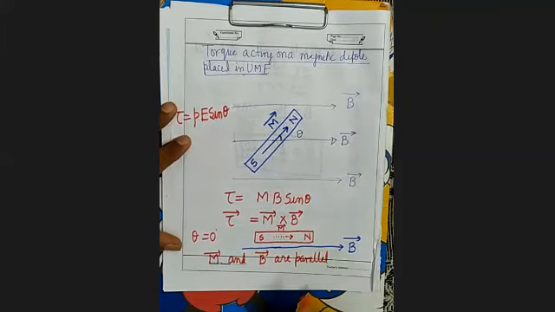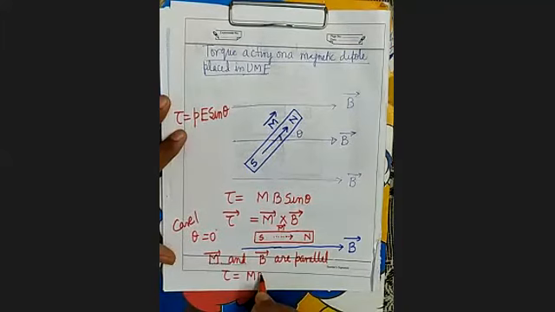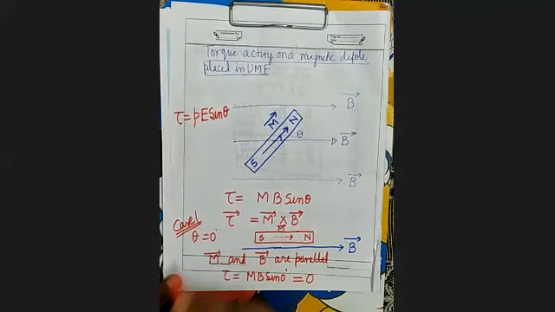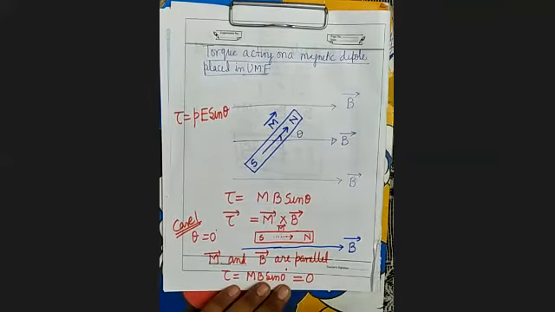How much torque will act? You can see here, tau equals MB sin 0 degree. That is 0, which means no torque will act upon it. No torque will act upon it. And in this case, in which position will the dipole be? Dipole will be in stable equilibrium.